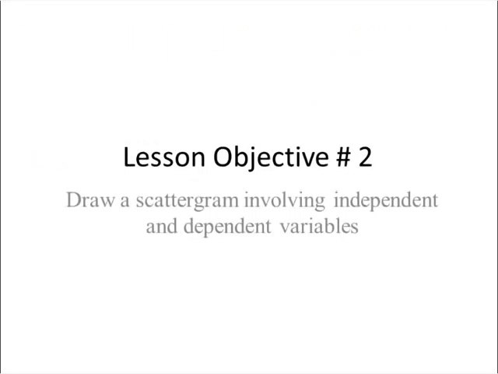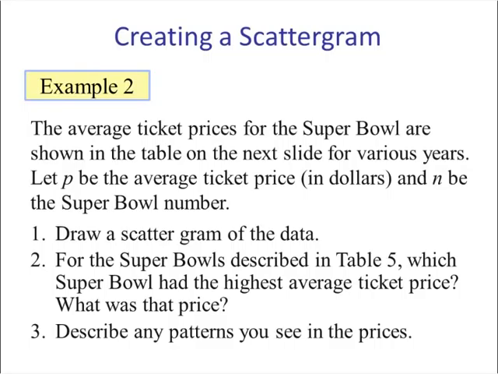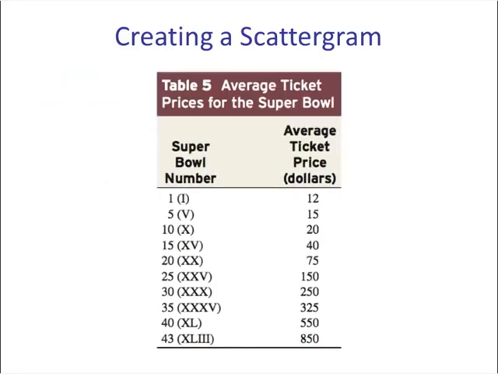Lesson objective number 2. Average ticket prices for the Super Bowl are shown in the following table on the next slide for various years. Let P be the average ticket price in dollars and N be the Super Bowl number. Number 1, construct a scattergram of the data. Number 2, for what Super Bowl described in table 5 was the highest average ticket price? What was the price? And number 3, describe any patterns you see in the prices.